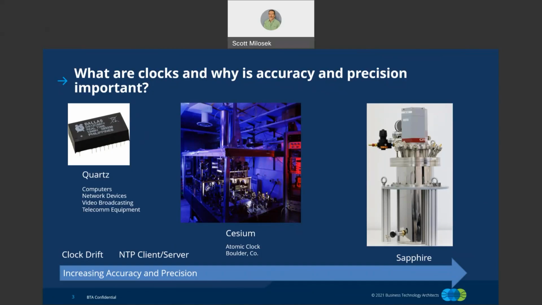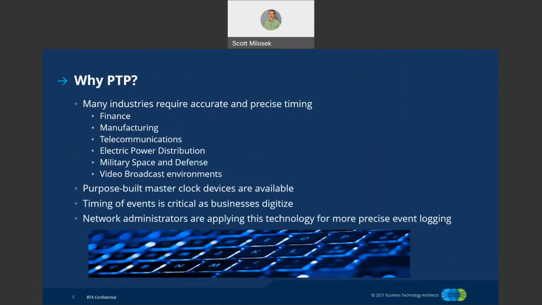Let's talk a little bit now about why PTP. Many industries require accurate and precise timing. Finance is one industry, specifically stock trading. When a stock trade occurs, the timing of that trade has an impact on the value of the trade. Missing even 1 second of time while trading could potentially result in millions of dollars of losses, particularly for the large-scale trading houses.